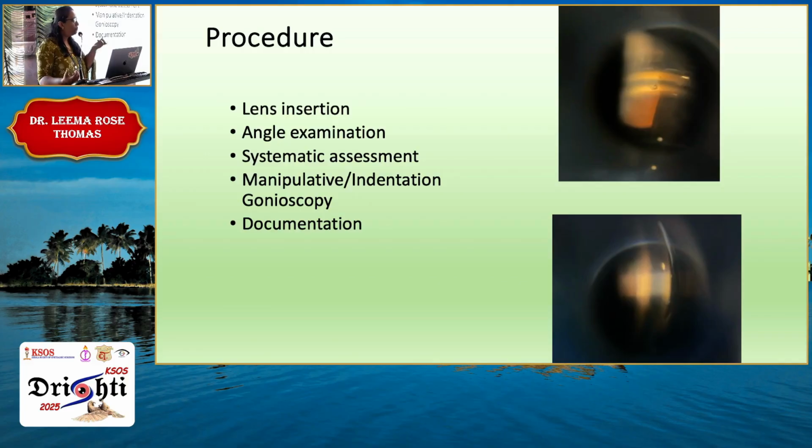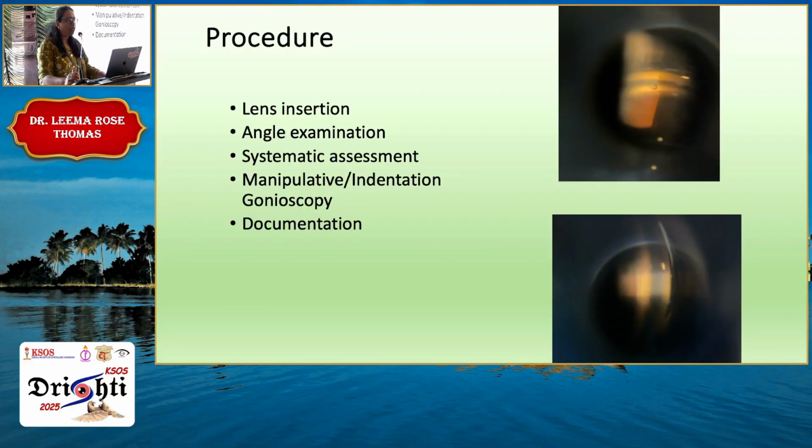For the Goldmann, if it is a single or 2-mirror, you might have to rotate the lens. For the 4 mirrors, you just have to adjust the slit lamp to illuminate the mirror or the angle that you're looking for. And when you're looking at the nasal and the temporal mirrors, it's always ideal to keep the beam perpendicular to the angle. Turn the slit lamp beam accordingly.